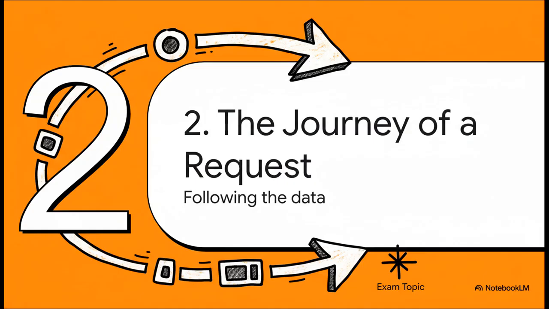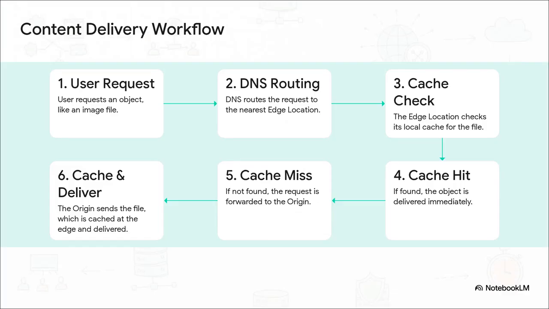Okay, so we've got the three main players: origin, edge location, and distribution. Now let's put them into motion. We're going to follow the journey of a single user request, from their browser all the way to your content and back again. And listen, this exact flow is a classic exam question, so this is a really important part to understand.